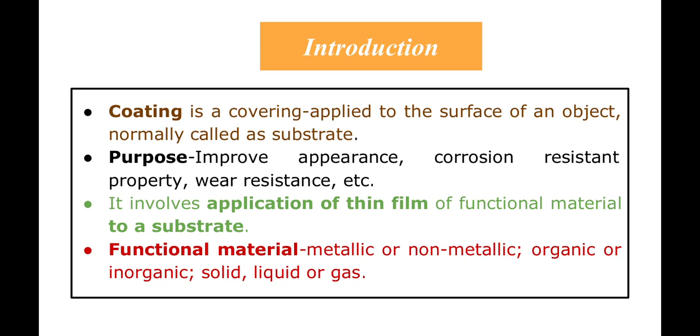And the process of coating involves application of a thin film of functional material onto the substrate, and the functional materials which are used for coating are metallic or non-metallic, organic or inorganic, liquid, solid or gas, and this can be a genuine criteria of classification of coating.